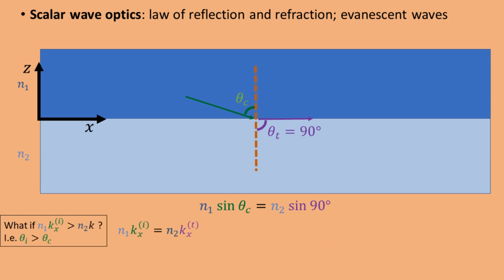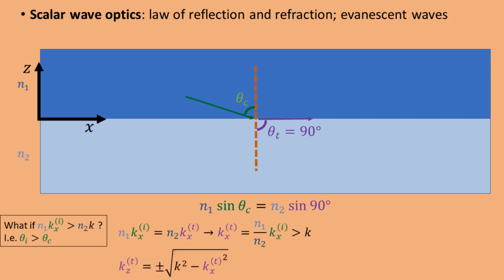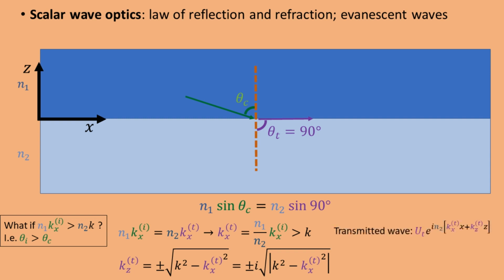We can find from the continuity of the tangential component of the k-vector that if the incident angle is larger than the critical angle, the tangential component of the transmitted wave vector is larger than k. From the fact that the transmitted wave vector should have length k, we find that its z component must therefore be imaginary. If we put an imaginary kz in the expression for the transmitted plane wave, we find that while the wave propagates along the interface in the x direction, it decays exponentially in the negative z direction if we choose the correct sign for the square root.